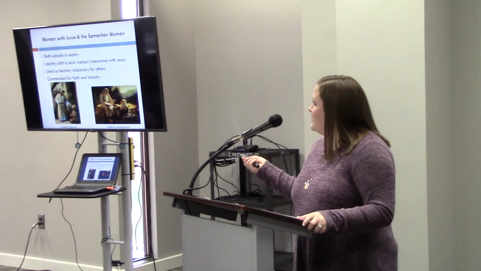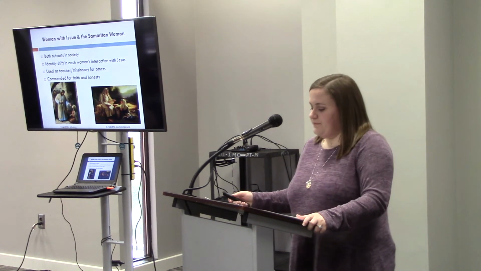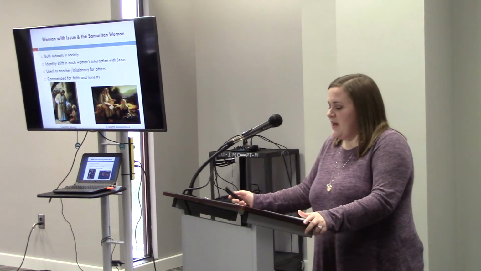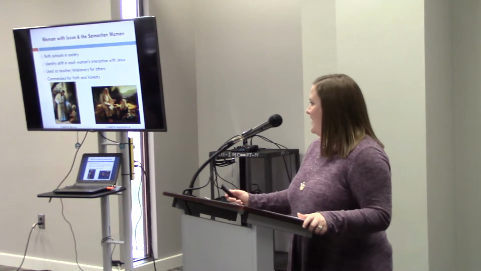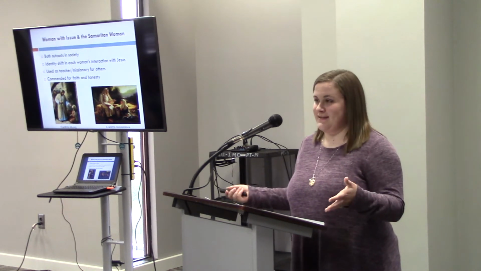So the first one I'm going to talk about is the woman with the issue of blood and the Samaritan woman at the well. They're both considered outcasts. The woman because she's considered impure. And the woman at the well is actually what I like to call a double outcast. She's a Samaritan, so she's already outcast by Jews.